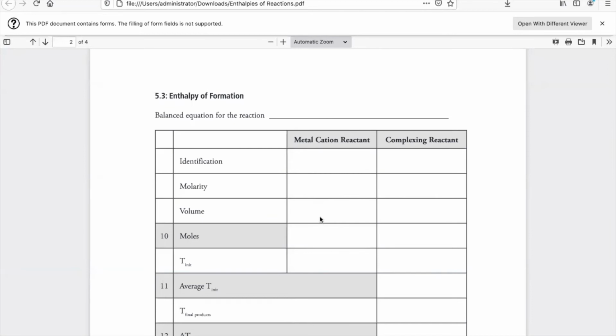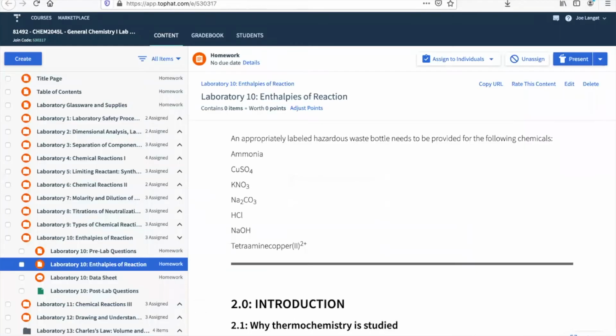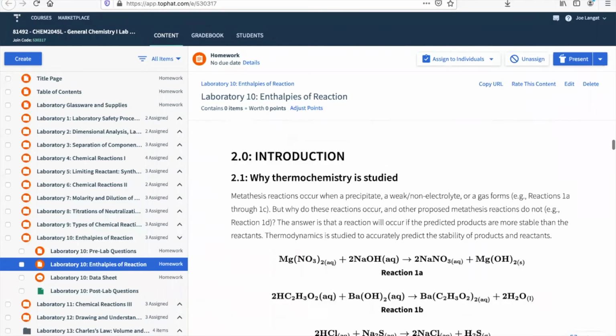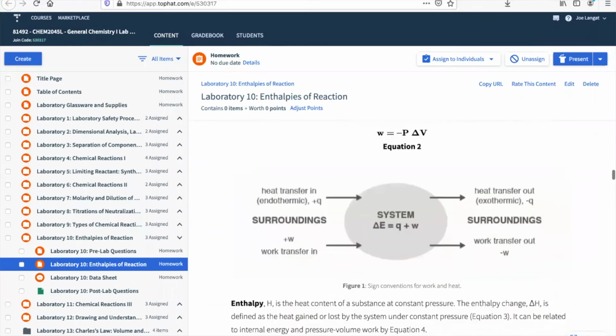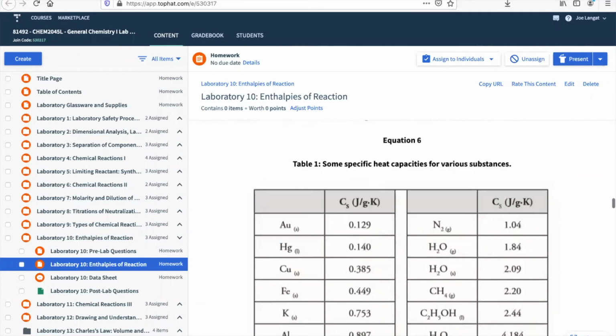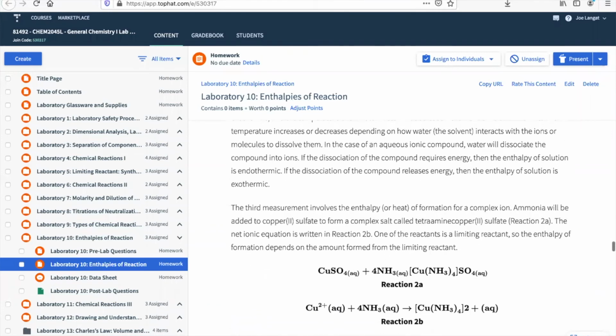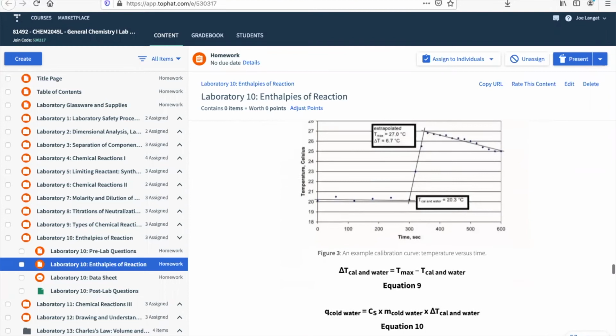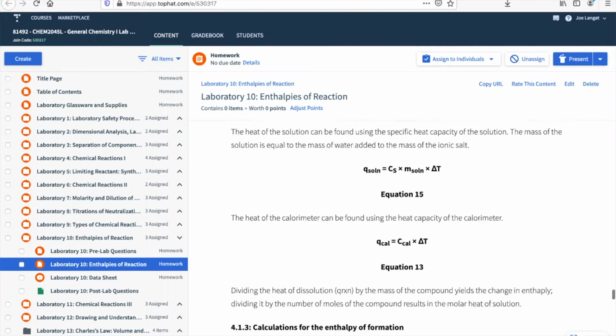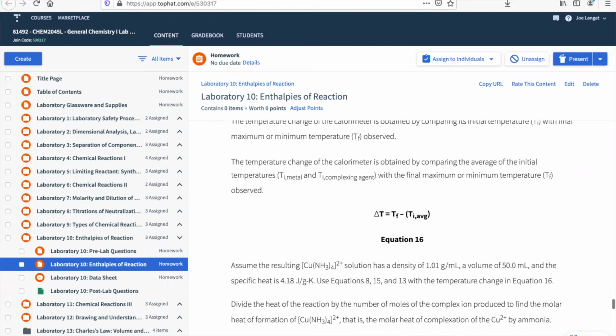The volume for the complexing agent as well as the cation. You need to read the background here. Let's see. I think we should have that for the complexing agent. You need to come down here and read so that you know what volume you need to put in there. The complexing agent, let me show you what the directions say. How much of each solution, each reagent, do you need to measure out?